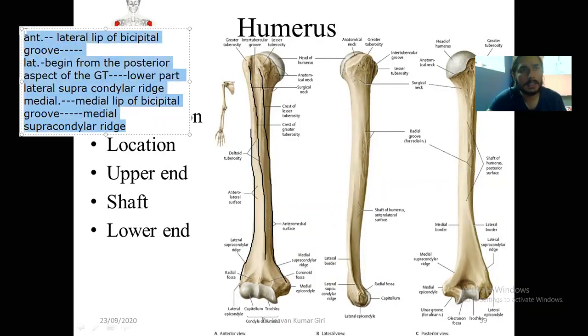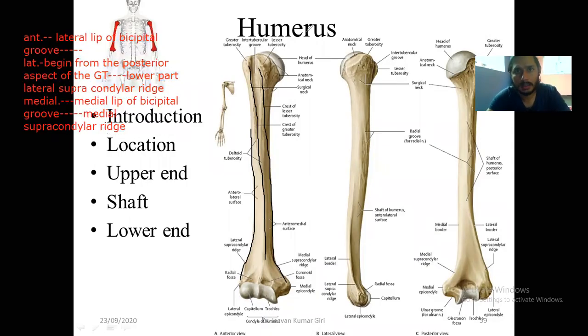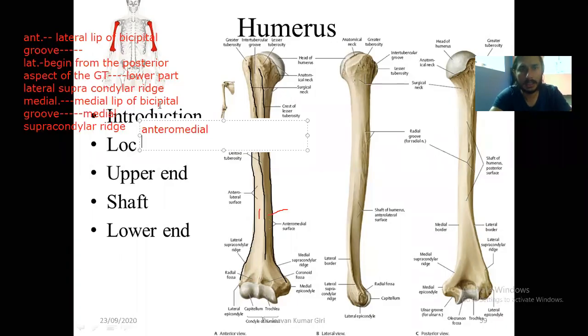Now surfaces, see. So three borders are there, now three surfaces. See here, one surface is this surface, the next surface is this surface, and the next is just behind this. So the three surfaces are the anterior medial, anterior lateral, and the posterior surface. These are the three surfaces.